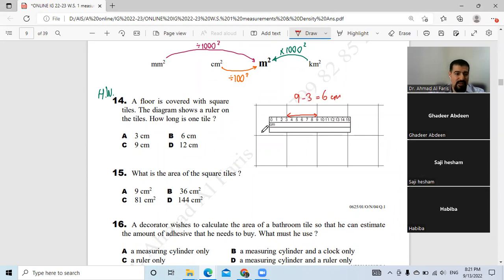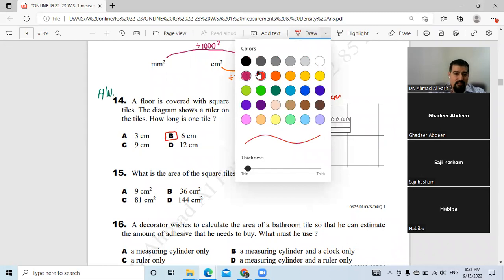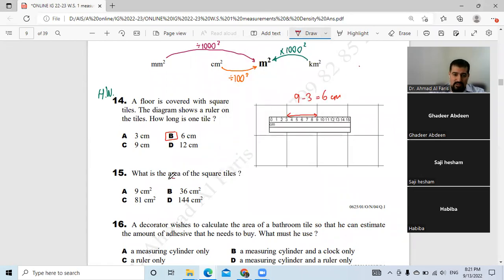6 centimeters. Bravo, Huda, bravo, Saif, Minna, and Muhammad. Yes. So the answer is B. It's easy. Then what do they ask in the next part? What is the area of the square tiles? Since it is square, this length is 6, and this width is also 6. So the area is 6 times 6, and the answer will be 36 centimeters squared. So the answer is B.